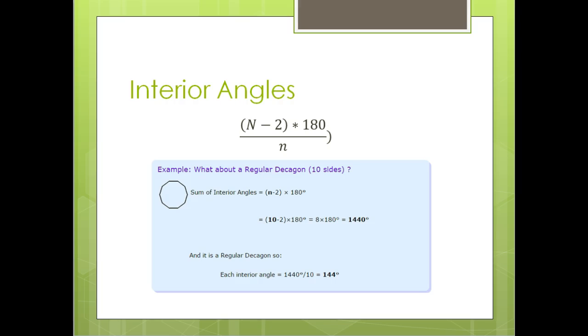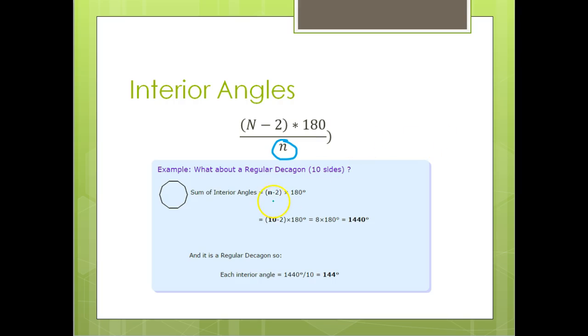Okay? Now, in order to find the individual angle measurement within that polygon, we do the same formula, but then we just divide it by the number of sides, because the number of sides of a polygon is the same number of angles it has. So a 4-sided figure has 4 angles. A 20-sided figure has 20 angles. A 700,000 sided figure has 700,000 angles.